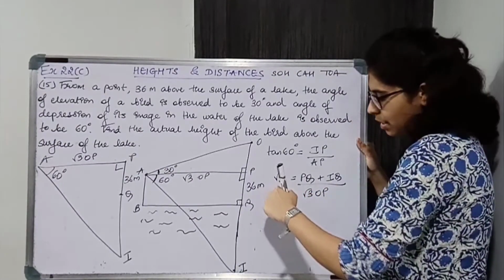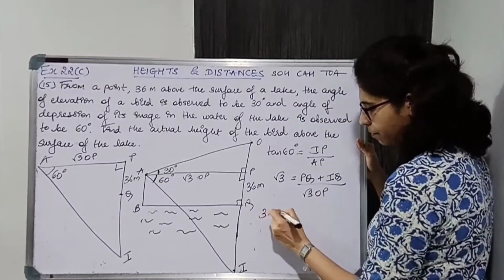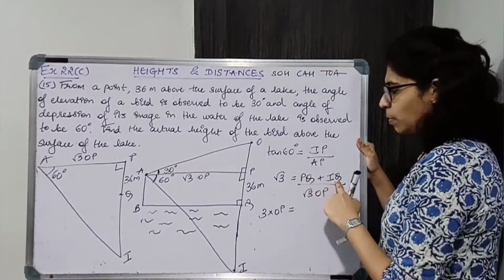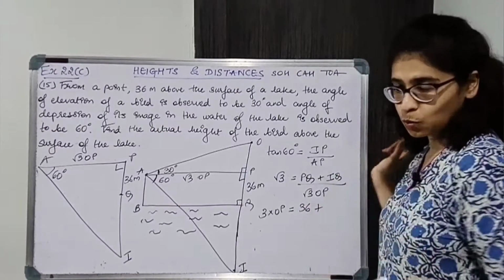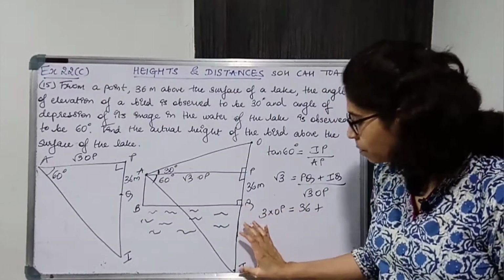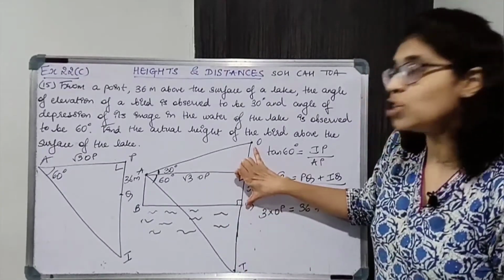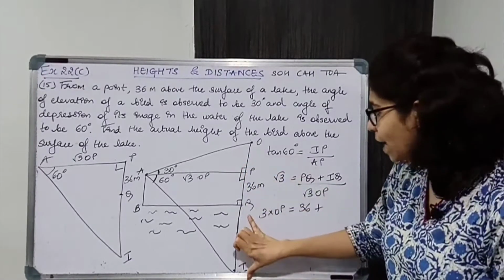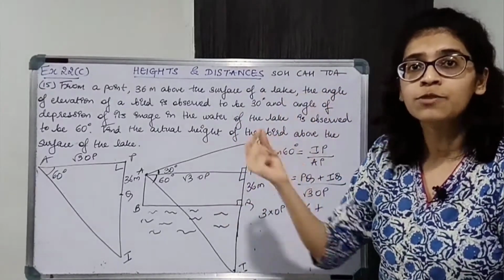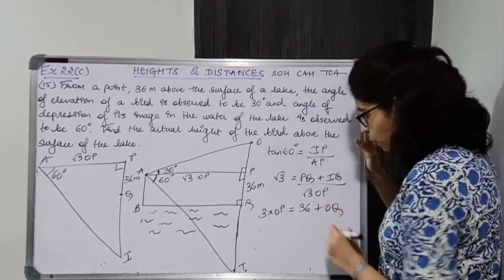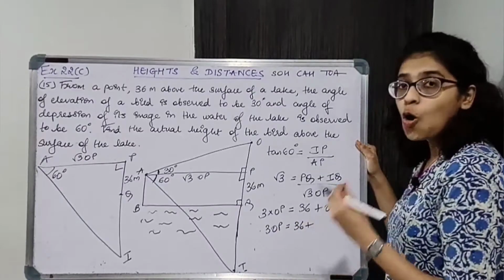Shift root 3 OP on the other side. So root 3 into root 3, square root of a number into square root of the number gives the number, into OP. PQ plus IQ. PQ is what? PQ is 36 meters. IQ is image from the surface of the water. Image distance is equal to object distance, that is OQ. So IQ I can say is equal to OQ. This is the very important part, very important substitution. So IQ is equal to OQ. So 3OP is equal to 36 plus OQ.